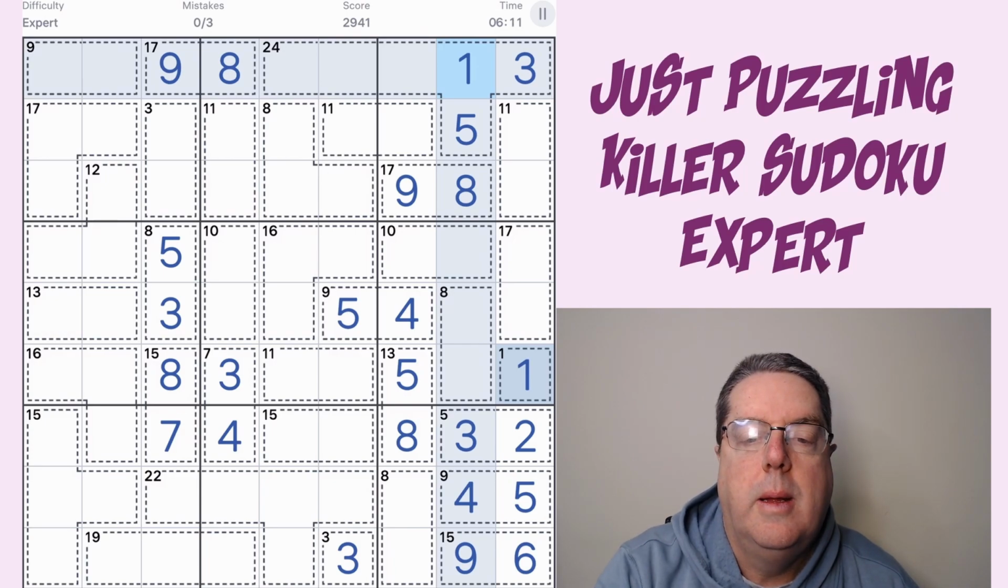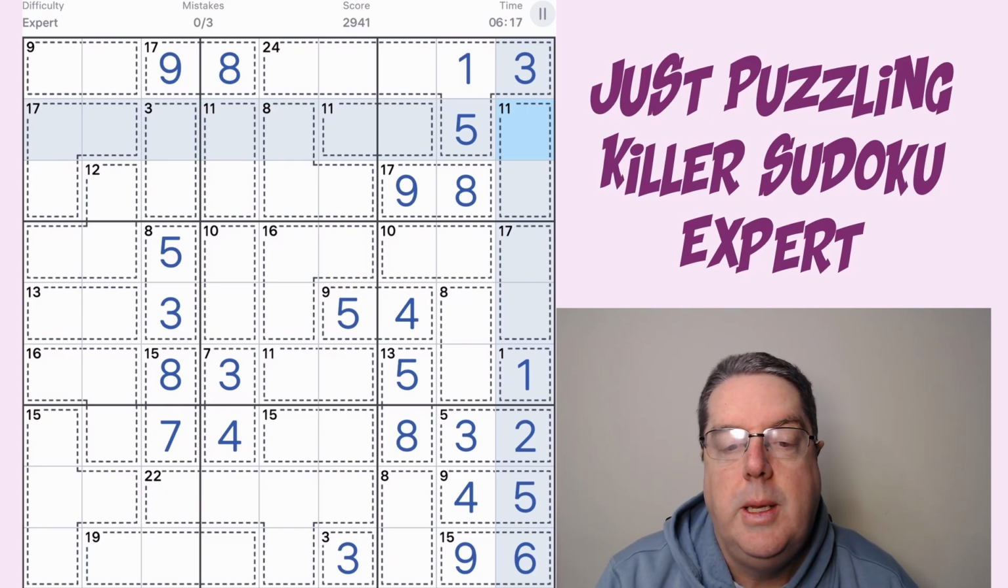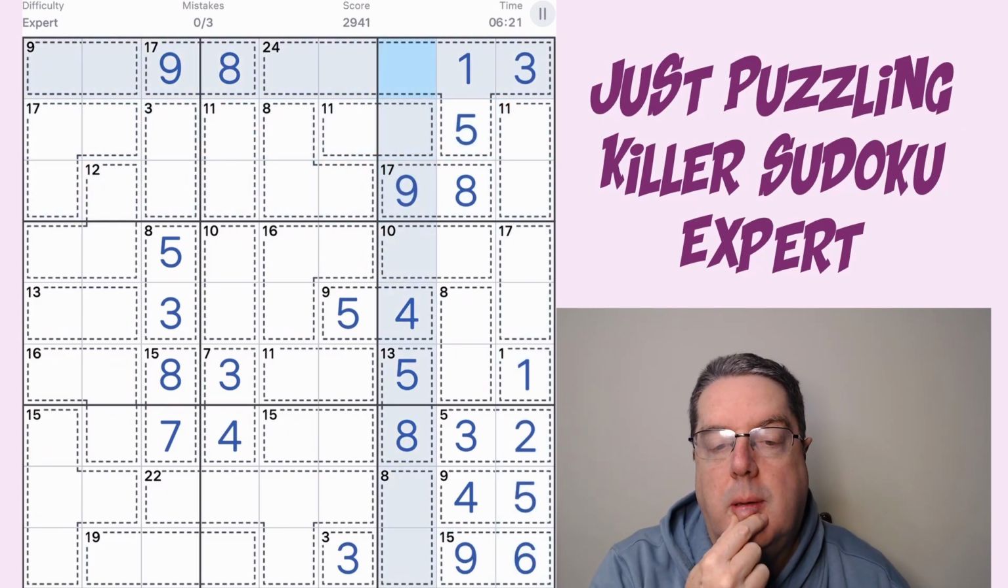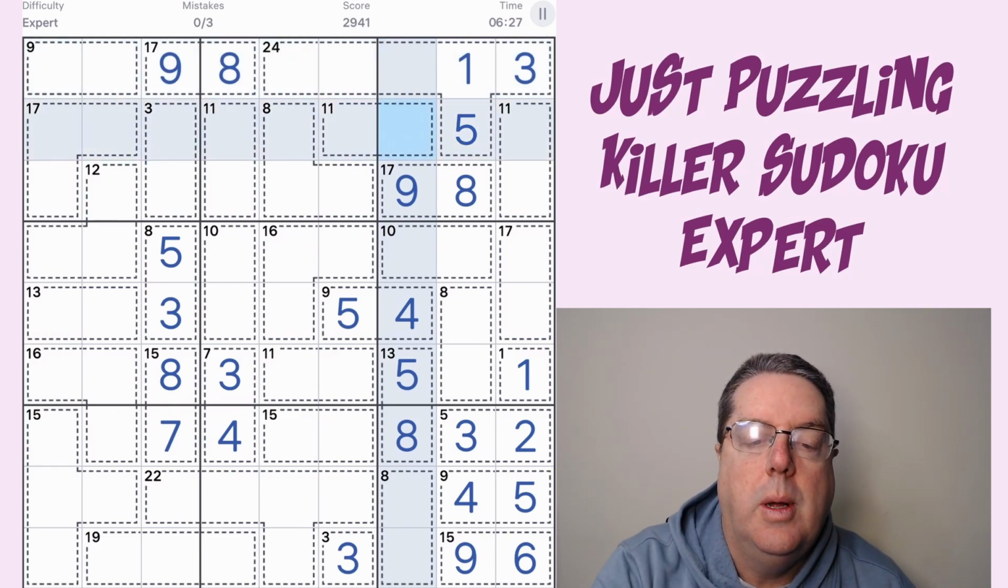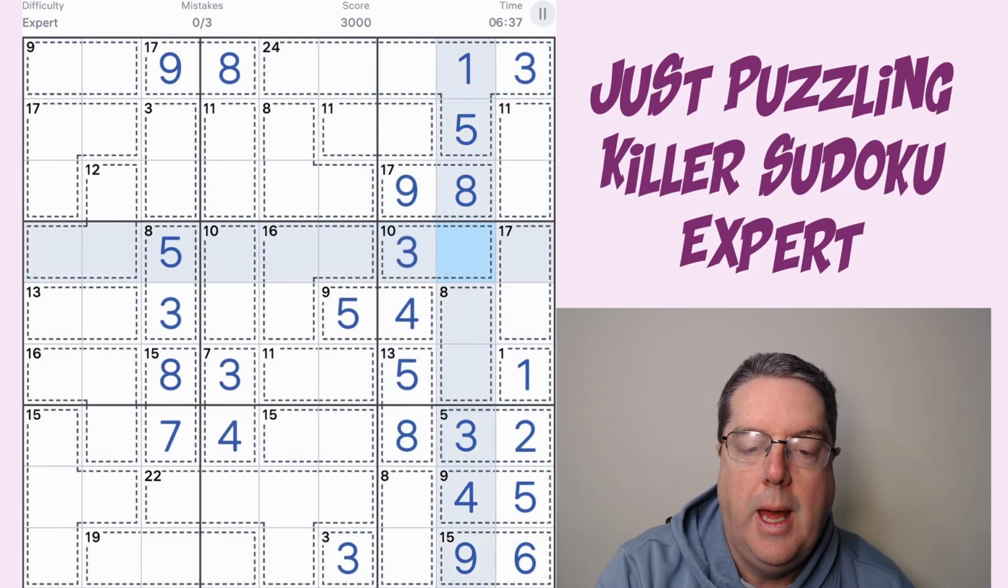1, 3, 5 is 9. Plus 11 is 20. Plus 17 is 37. So this is going to be 8. So if that's an 8, this is going to be 2 and 6. So 1, 2, so this is going to be a 3 here, which makes sense because 3, 3, 3. So that's a 3 there. That's a 7.